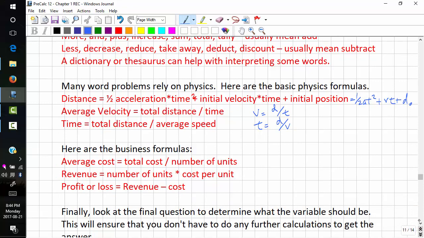And here are a few formulas from business. Average cost is total cost divided by number of units. You can also think of this as price. Revenue is number of units times the cost per unit. And profit or loss is equal to revenue minus cost.